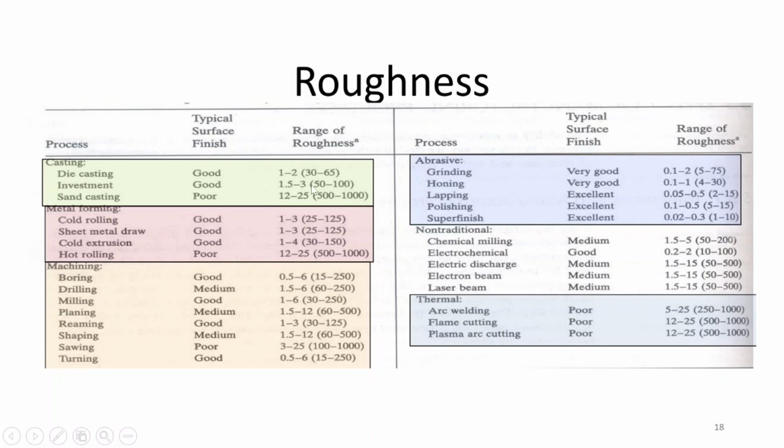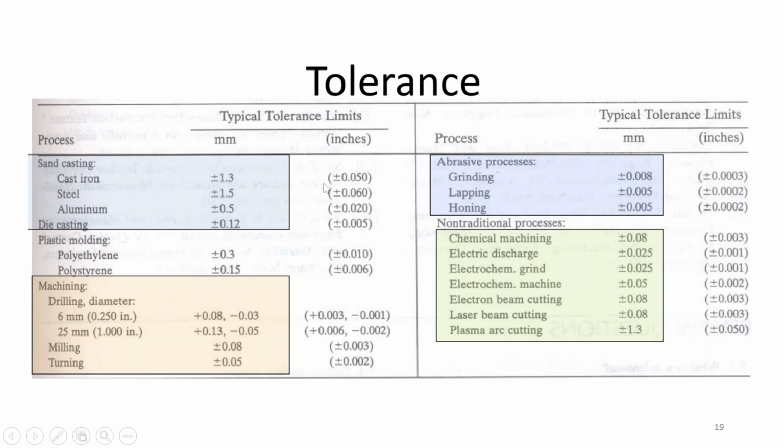Now these are the various numbers for choosing based on roughness: what will be the final roughness of the product, and what will be the tolerances in your product. It is given for all the processes such as sand casting, plastic molding or machining, and non-traditional processes as well.